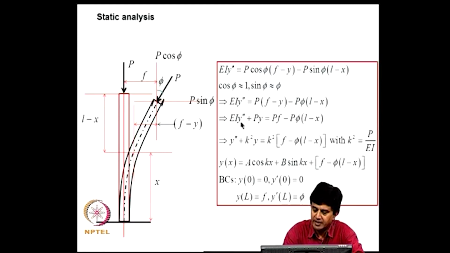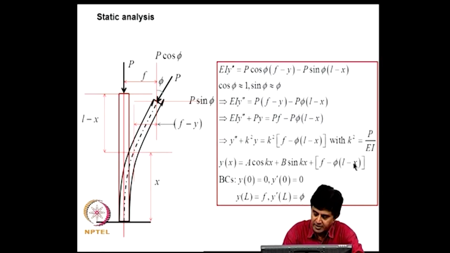by simplifying this, I get E I y double prime plus P y is equal to P f minus P phi L minus x, where f is the displacement here and phi is the rotation. So, what are the unknowns in this problem? f and phi are unknowns here. We do not know what they are because they have to be determined by analyzing the problem. Now, I will divide by E I and introduce k square as P by E I, and I will get this equation. This is a linear equation and I can write the complementary function and particular integral.